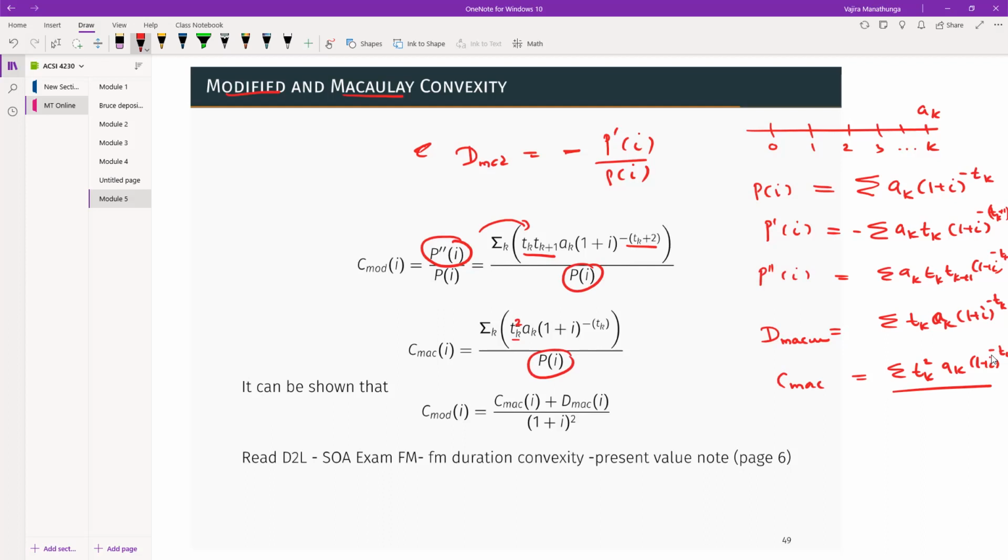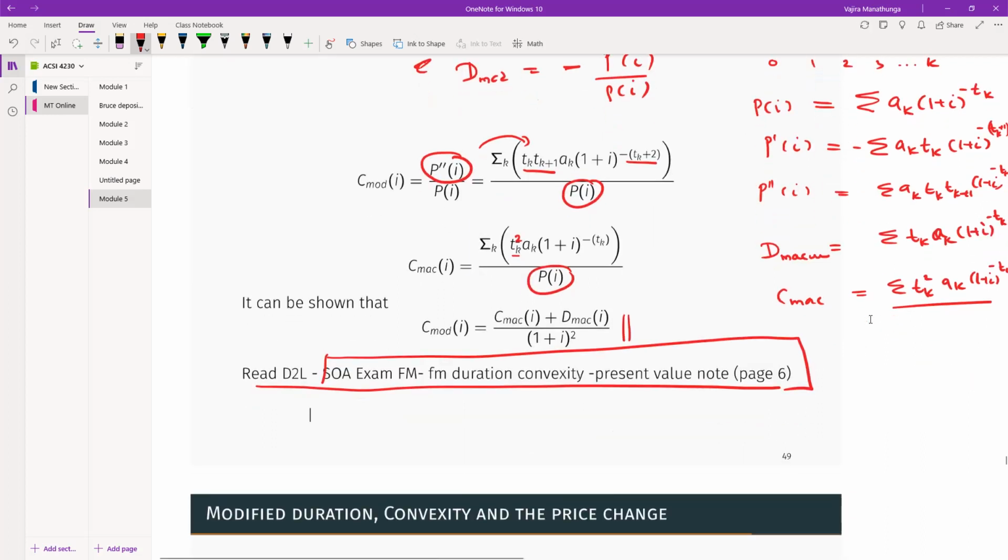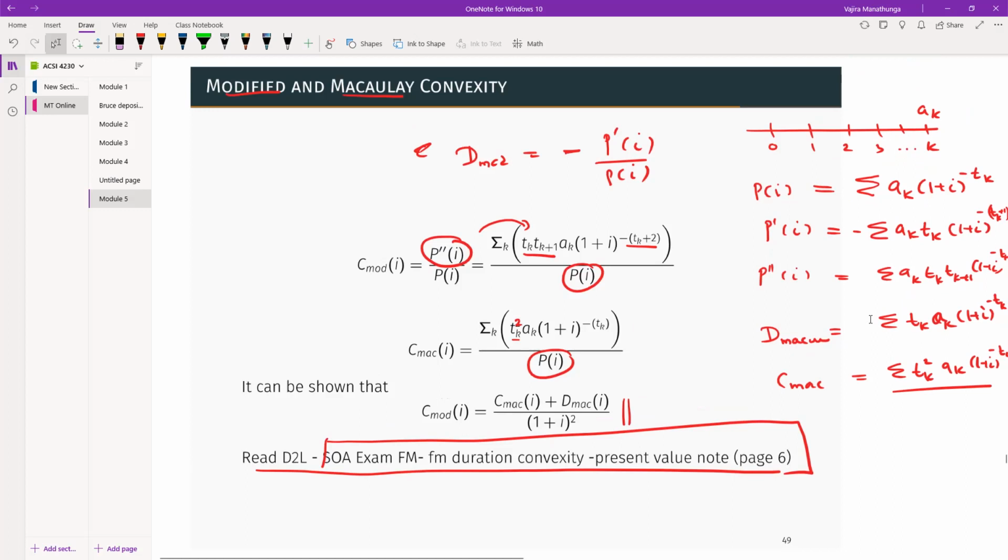Then, using this one, you can show that modified convexity is Macaulay convexity plus Macaulay duration divided by (1 plus i) squared. You can find the proof in the SOA Exam FM posted notes. So that gives you basically the definition. Every time, if you want to go to the fundamental principle, these are the definitions. So you can always use that.